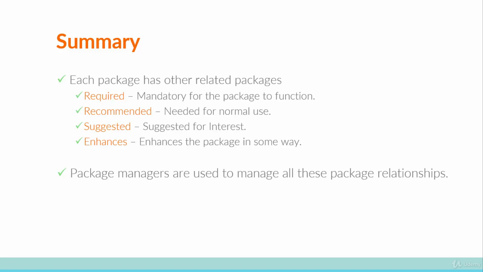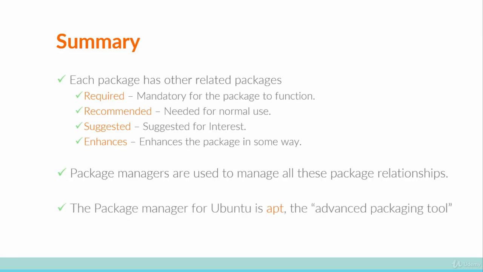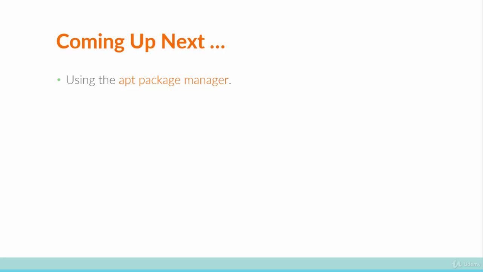And finally, we discussed that due to the complexity of managing dependencies and ensuring software has the correct version number and so on, software management is usually done using a program called a package manager. Now, package managers differ from distribution to distribution, but on Ubuntu, the package manager is called apt, which stands for Advanced Packaging Tool. So in the next video, you're going to learn how to use the advanced packaging tool to upgrade your system and search for new software.